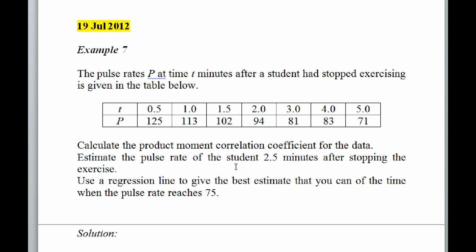Pulse rate T minutes after the student stopped exercising. Makes sense. Of course, you stop. As T increases, your pulse rate should decrease. Makes perfect sense. Calculate the product moment correlation coefficient. No big deal, right? So you just key in all this data and find R.